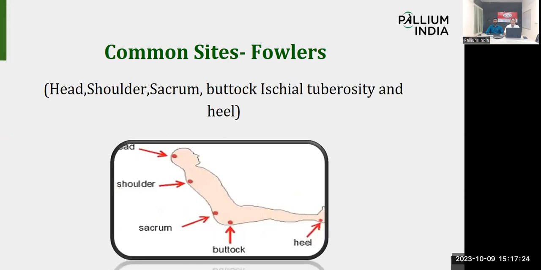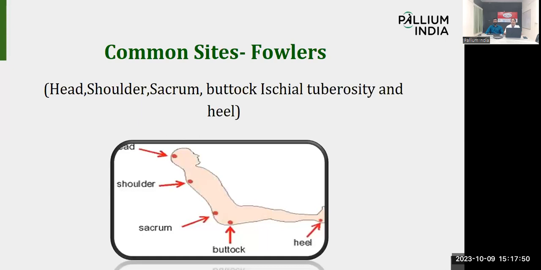Next, Fowler's position. As we know, this is the position given when the patient is in respiratory distress. We mostly prefer Fowler's or semi-Fowler's position. COPD patients, in the most exacerbated state, cannot even sit or stand properly, so they will be attaining the Fowler's position.